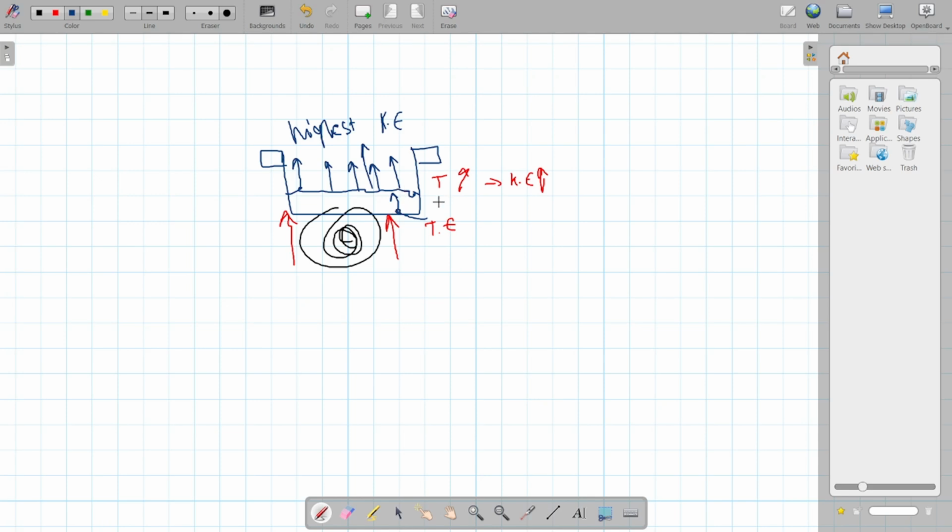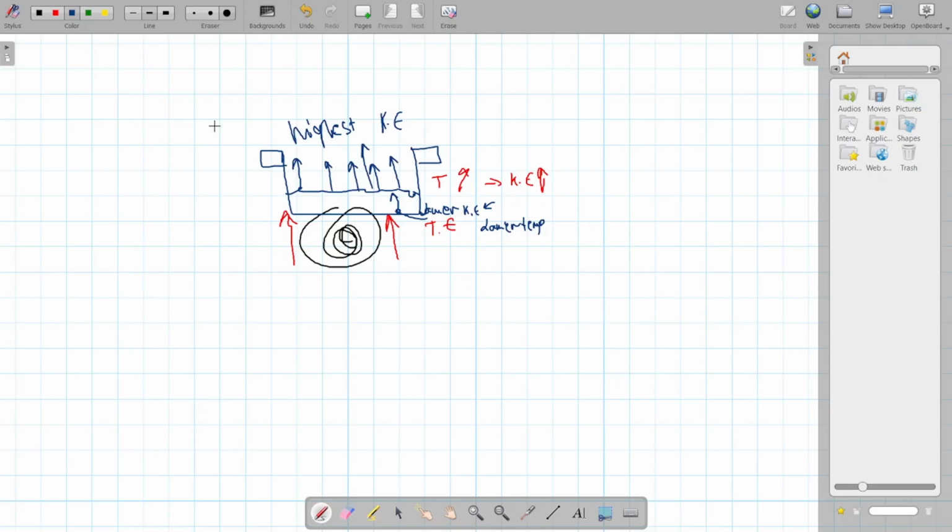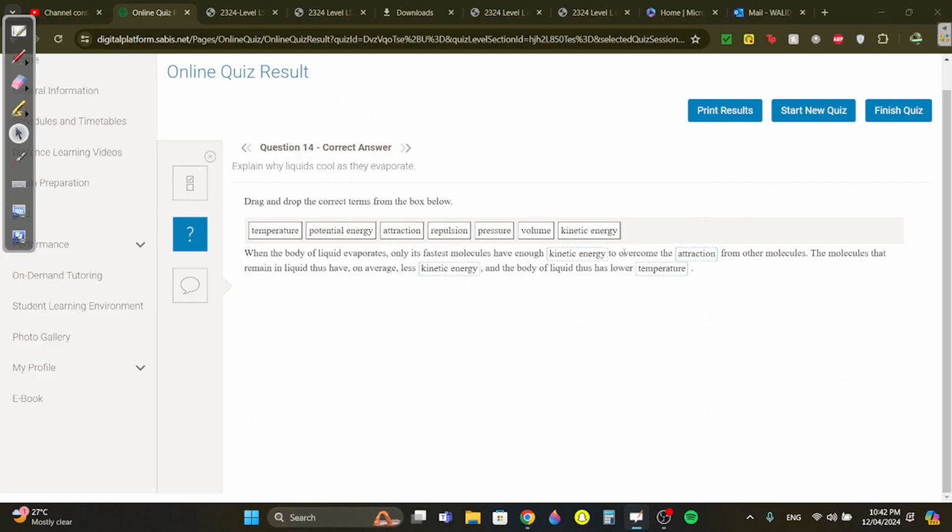But the ones at the bottom have lower kinetic energy. What does it mean if I have lower kinetic energy? That means I have a lower temperature. What does it mean if I have a lower temperature? That means I'm colder. So when it evaporates, only its fastest molecules have enough kinetic energy. The ones at the top are the fastest ones. They have the highest kinetic energy.